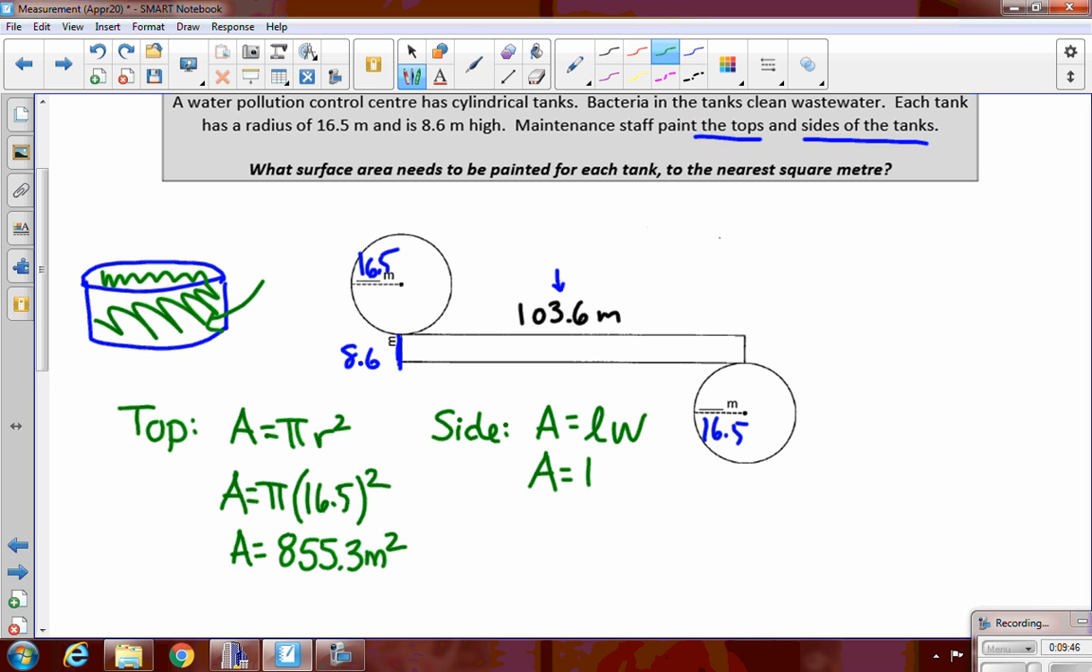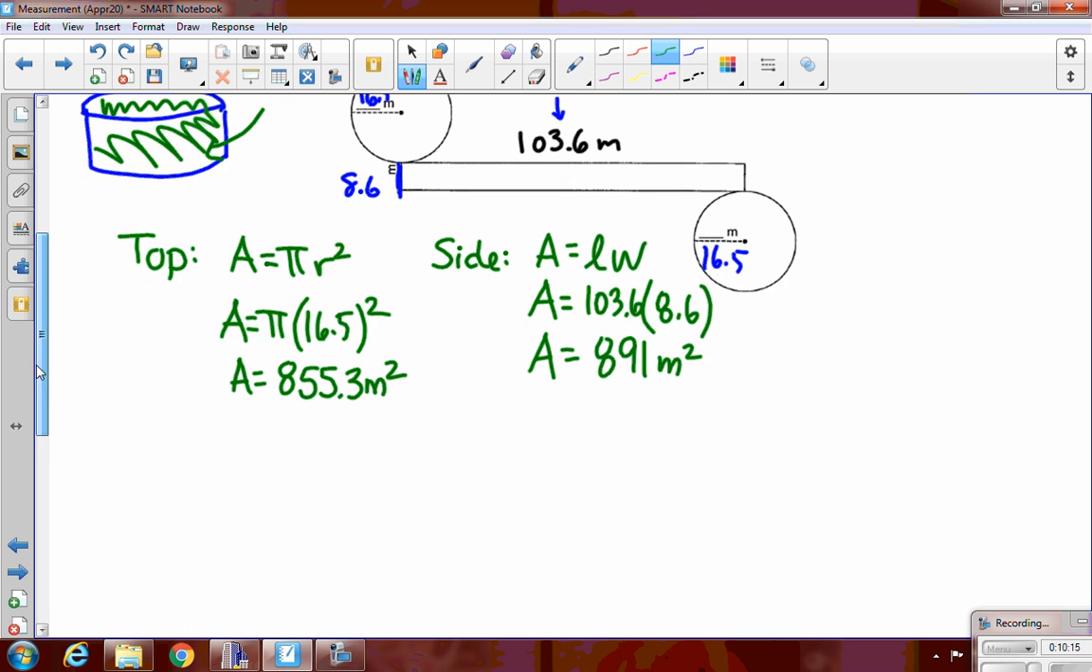is just 103.6 meters long, and it's 8.6 meters tall. These are fairly large containers. And if I find the area of this, it rounds to approximately 891 square meters. So this is the top and the sides. We don't need to paint the bottom of this tank. It's sitting on the ground.